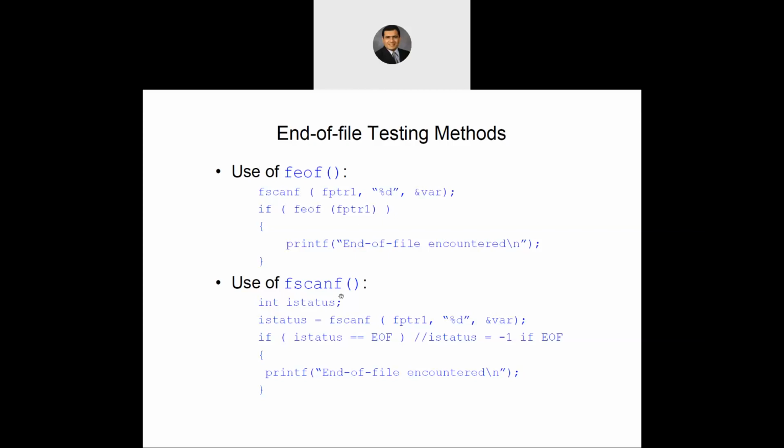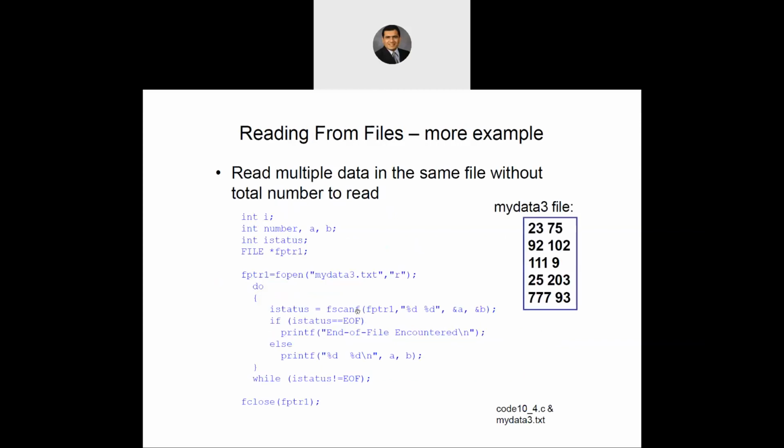This is one way of finding out where is the end of the file. Another way is by using fscanf. You see, I create a variable I status. I say I status is equal to read from a file and store it inside a variable. Now, if I status is the same as EOF, then end of file is encountered. So you can use this way or this way. Now the question is, why do we need to find out where is the end of the file? I'll tell you why. Look at this program.